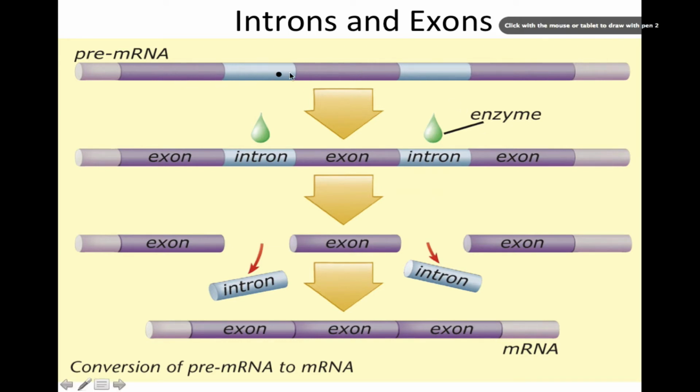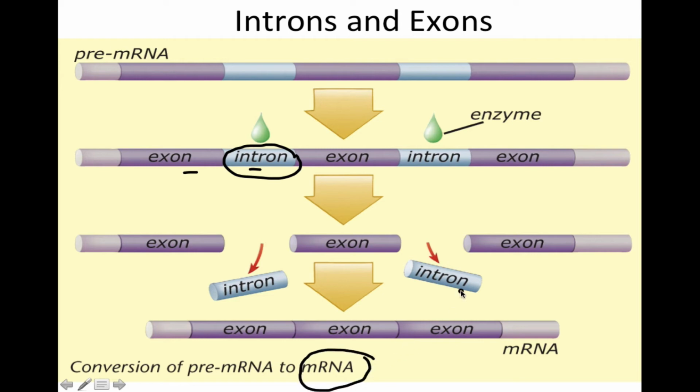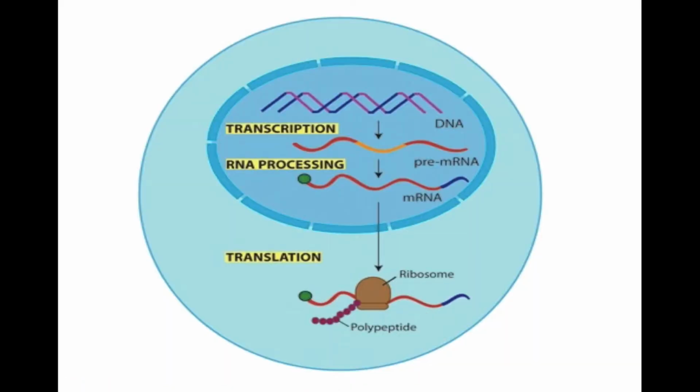So here's our strand of the pre-messenger RNA. The pre-messenger RNA contains what's called exons and introns. Now these introns don't actually code for amino acids, so enzymes will snip these introns out, the exons will be joined together, and now we have our finished messenger RNA molecule, which will be ready to be translated into the protein.